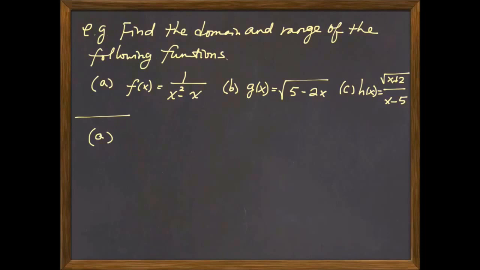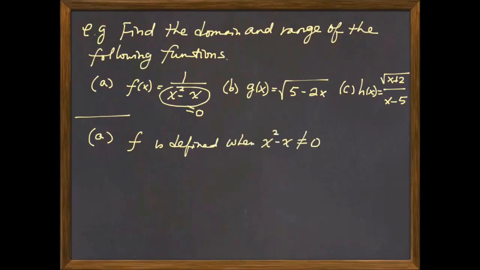Well, it is a fraction, and we know that a fraction is undefined when the denominator is equal to 0. So this function will be undefined if x squared minus x is equal to 0, which means it should be defined everywhere else. So f is defined when x squared minus x is not equal to 0.